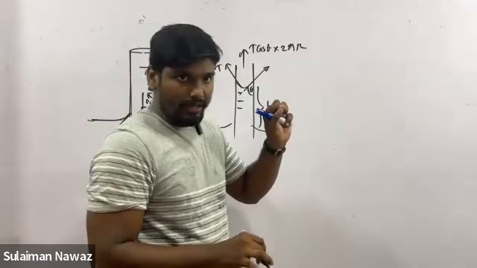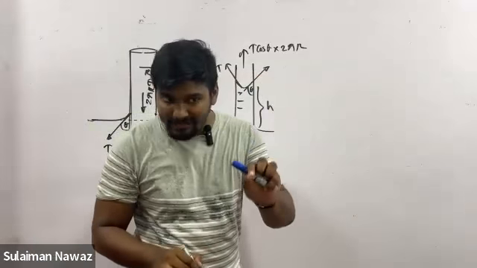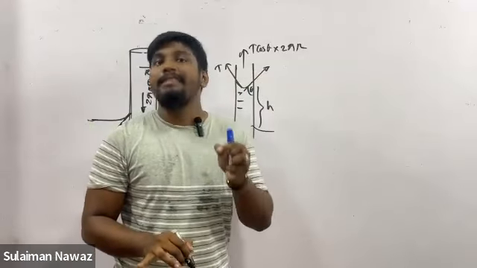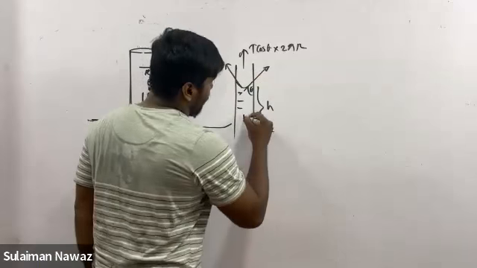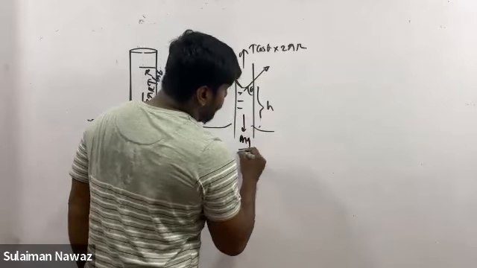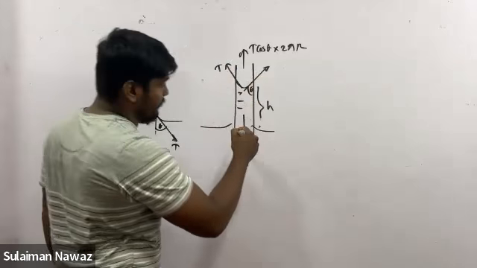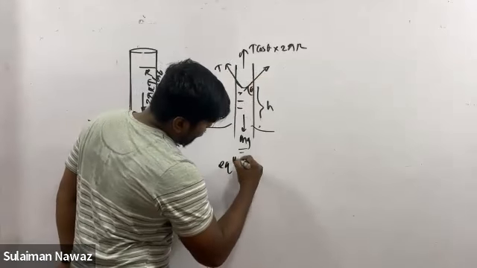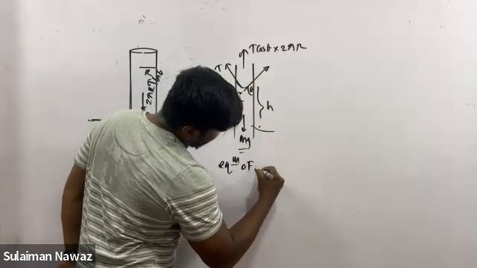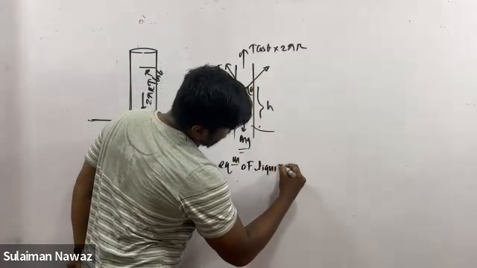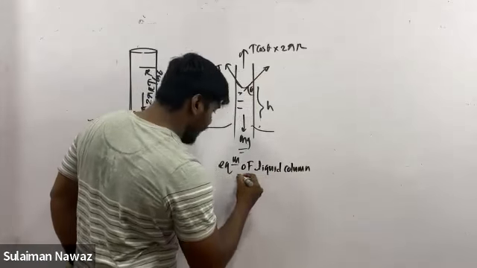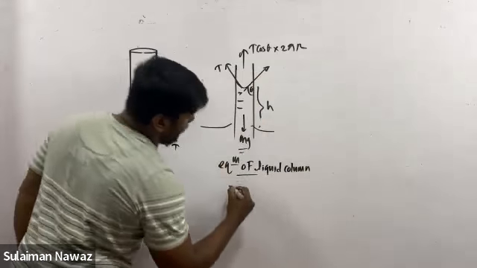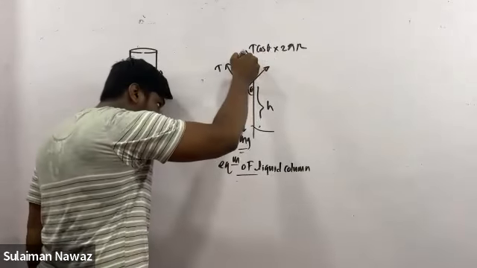Then, in addition to the resultant surface tension force acting on the liquid column, what is the other force acting on the liquid column? Weight, mg. If you consider the equilibrium of the liquid column, we can write down that the upward force is the resultant surface tension force.